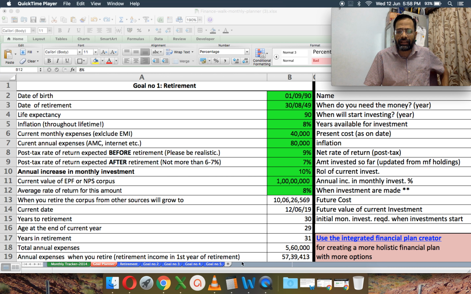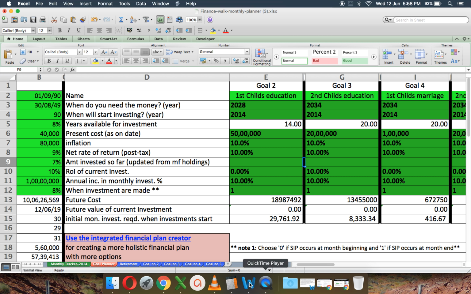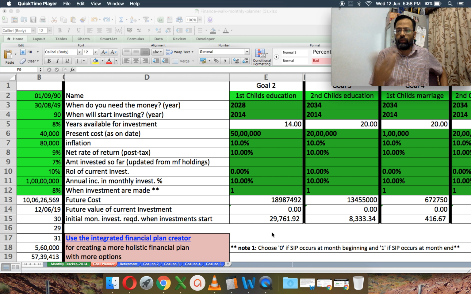You can do the same exercise for other goals also, for child's education, child's marriage, whatever: first child's education, second child's education, marriage, etc. You can say when you need the money and when you start investing for it. These are all fairly common things. I'm not going to get into the details here. But unlike retirement, judging the progress of other goals is a little bit tricky.